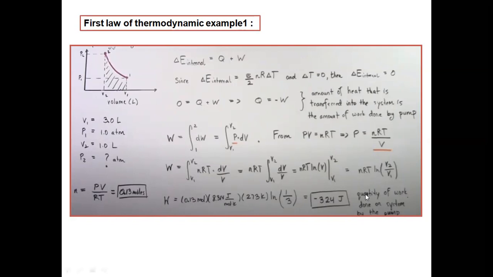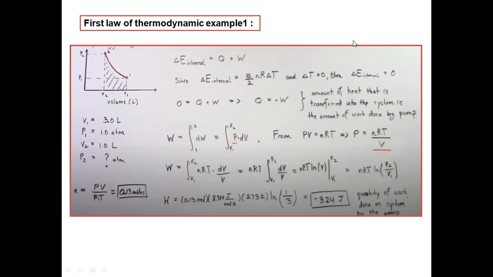n is 0.113 and R is the gas constant, and T is the temperature, times ln(V2/V1), where we compressed from V1 to V2. V2 is 1 and V1 equals 3, so the result equals minus 324 joules. So the quantity of work done on the system is negative. This means the quantity of work done on the system by the pump.